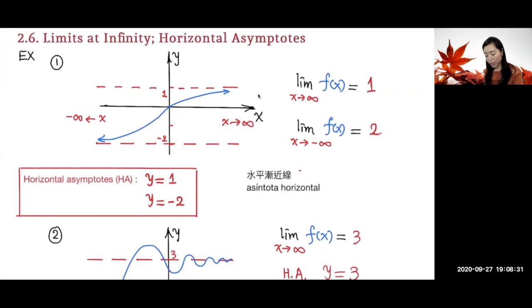Okay, so to find a horizontal asymptote, basically we look at the end behavior, and we want to see what happens when x goes to infinity. Does the function approach a finite number? In this case, it approaches the finite number 1. So y equals 1 is a horizontal asymptote. And then we also look at the other end. When x goes to negative infinity, the function value is getting closer and closer to -2. So y equals -2 is a horizontal asymptote.